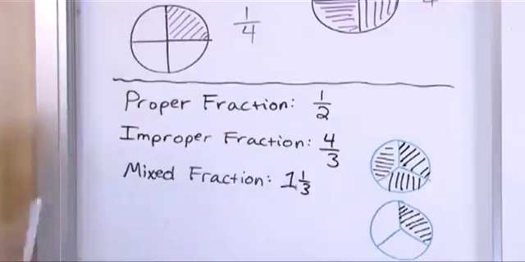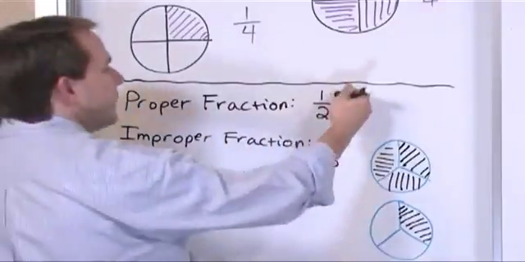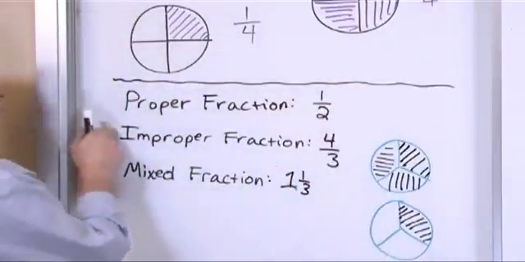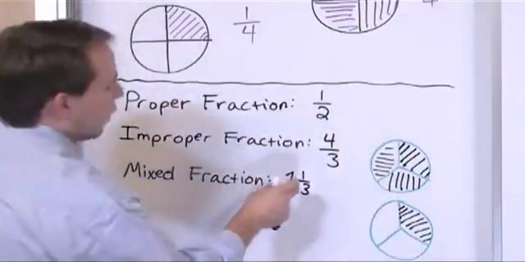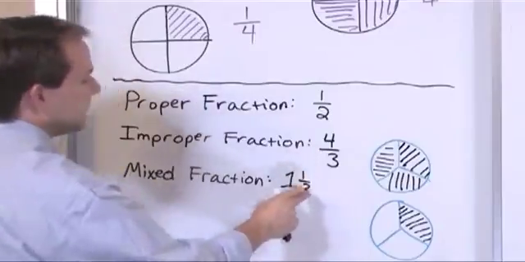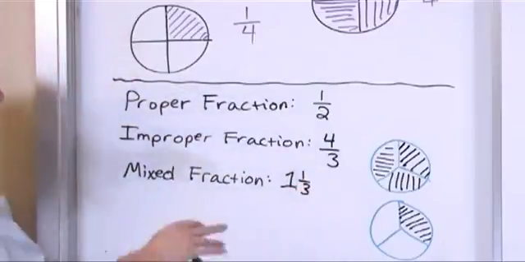But for now, all I want you to know is that a proper fraction is when the top number is smaller than the bottom. An improper fraction is when the top number is bigger than the bottom. And a mixed fraction is when I have a whole number out in front plus some fraction over here. So that's really all I want to say here.